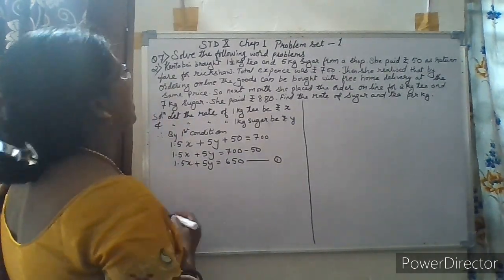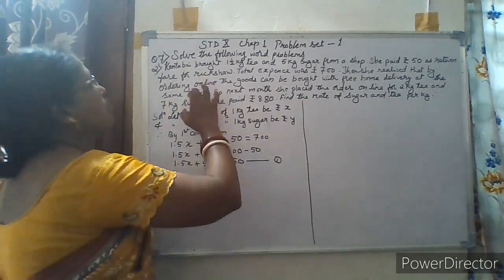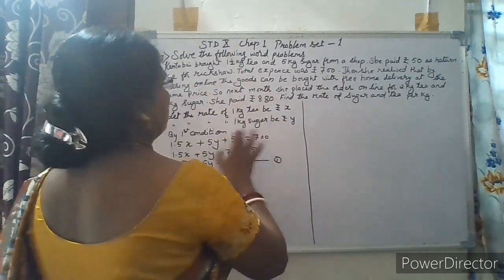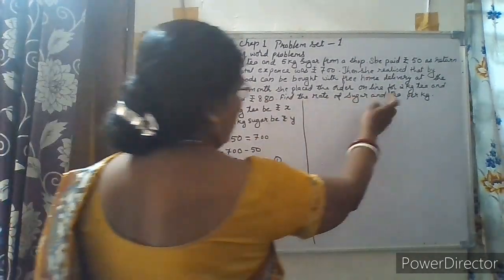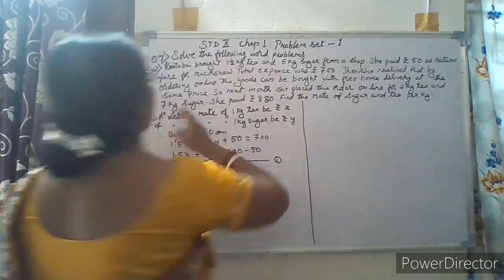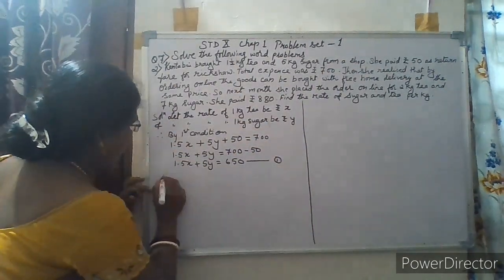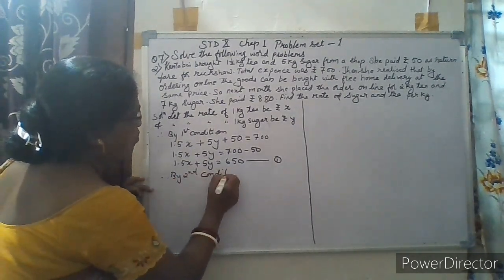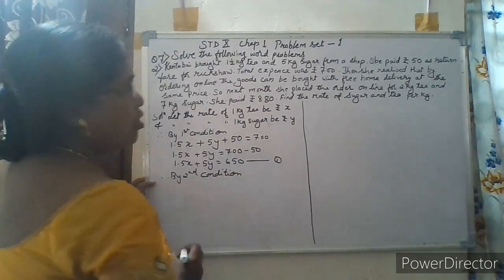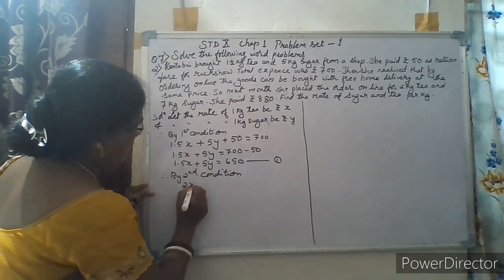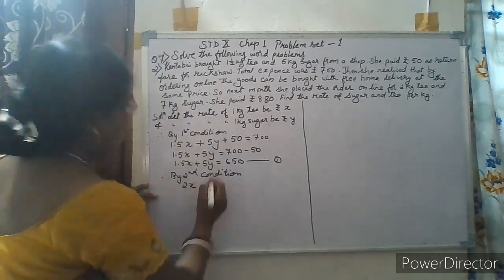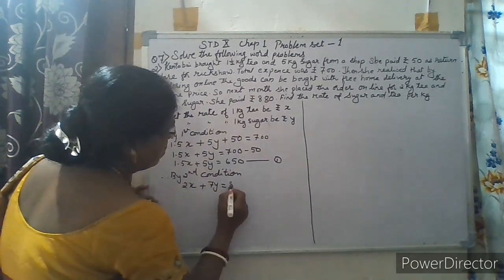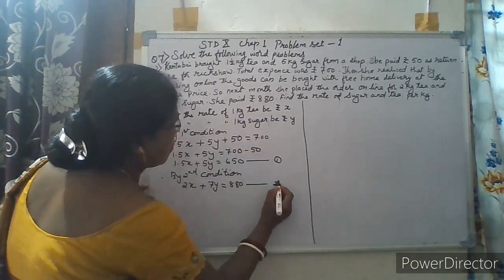Now, let us go with the second equation, that is the tea and sugar bought online at the same rate. So, x and y will be the same rate, but 2 kg tea and 7 kg sugar bought. So, therefore, by second condition, 2 kg tea, so 2x plus 7 kg sugar, 7y is equal to total paid, 880 rupees. This is equation 2.